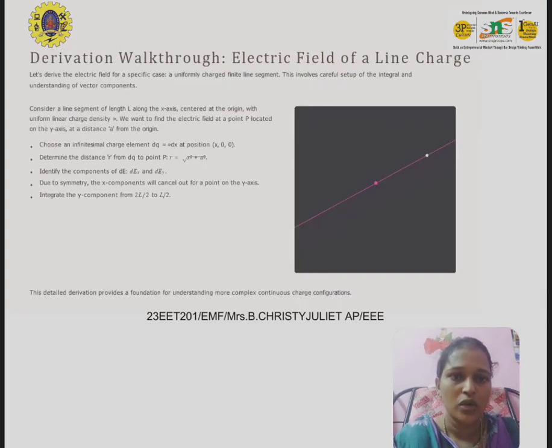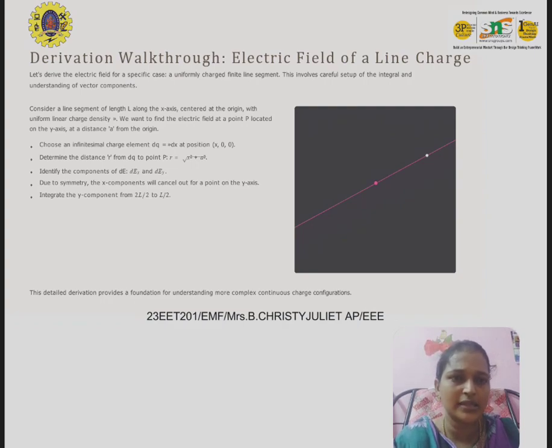So now we can consider a line charge. For example, we can take one form of continuous charge distributions, which is nothing but the line charge. So let us assume a tungsten filament, which is nothing but like a line. If we consider this finite line segment carefully, we can understand the vector components.